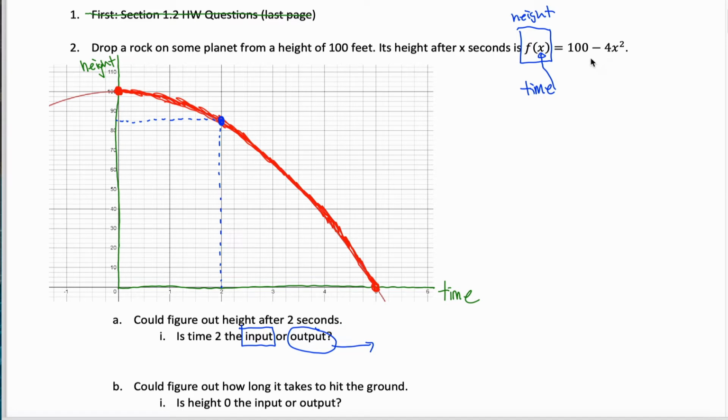I guess I could calculate it exactly over here by figuring out f of 2. That's 100 minus 4 times 2 squared. Since 2 squared is 4, that's equal to 100 minus 4 times 4, or 16. And 100 minus 16 is 84. So the output for the input of 2 would be 84. I could figure out the height of the rock. It'd be 84 feet after 2 seconds, which kind of makes sense. I start out at 100 feet, and the rock's going down because gravity is a thing. And after 2 seconds, it's fallen down to 84 feet.